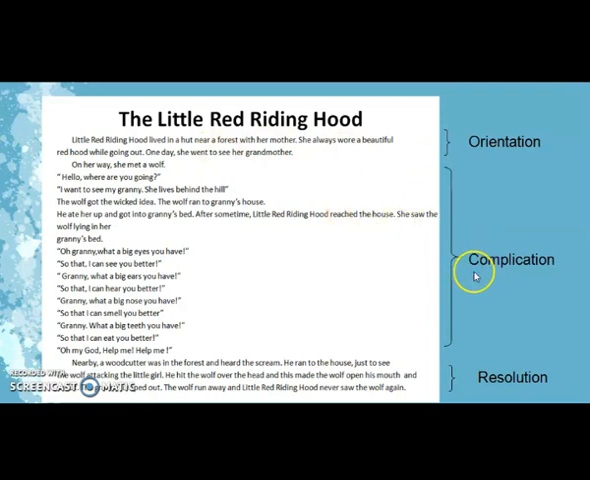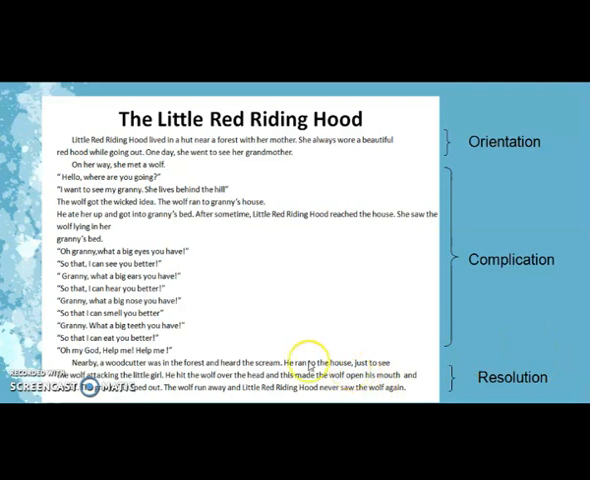Next ada complication, where the problem develop. Jadi problemsnya ini bermunculan ketika Little Red Riding Hood bertemu dengan wolf. Nah, mulai dari sini problem-problem yang lain juga bermunculan. Nah, inilah yang dinamakan complication. Dan yang terakhir resolutions, yaitu bagaimana konflik itu terselesaikan.